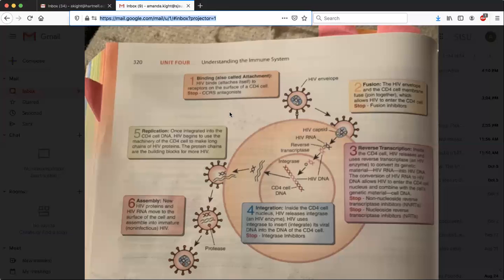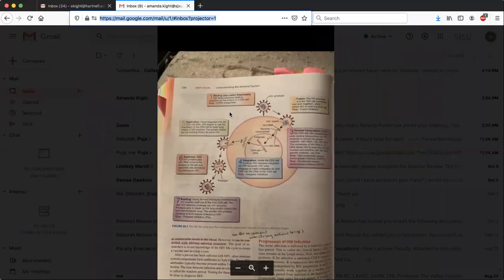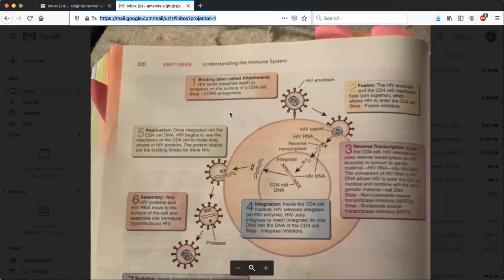And as we see here, it says stop and stop. So what stops it? These types of medications, NRTIs as well as NNRTIs. So that's great. That's going to stop that part of it. We've come so far, by the way, if you've never really gotten to the nitty gritty of all of this. Okay. Then we're going to go to number 4, and this has to do with integration.